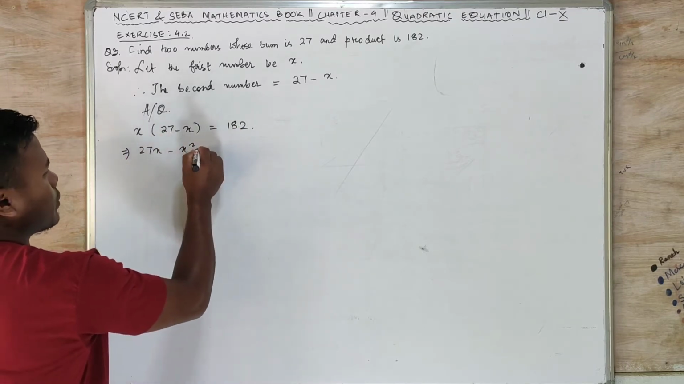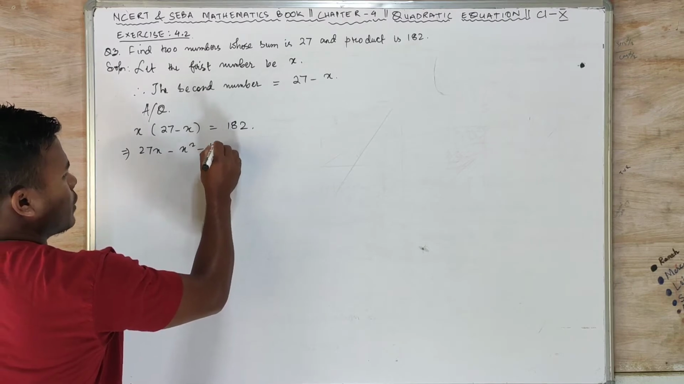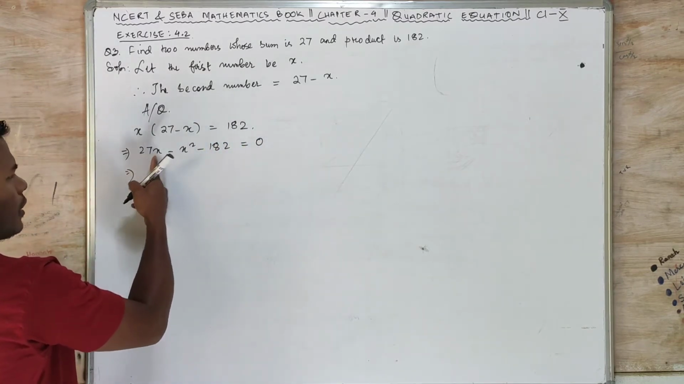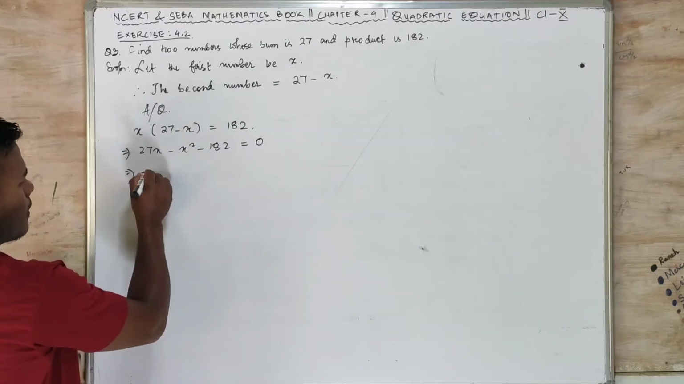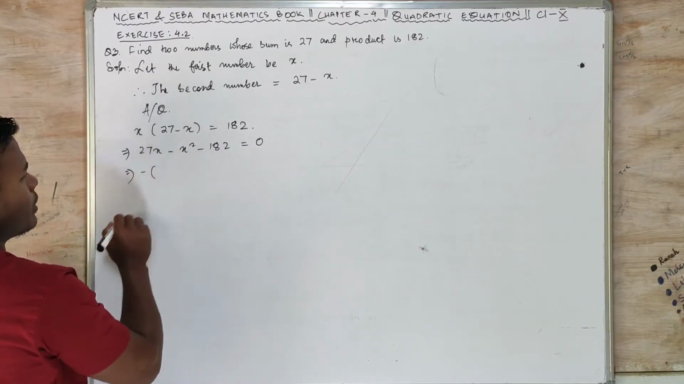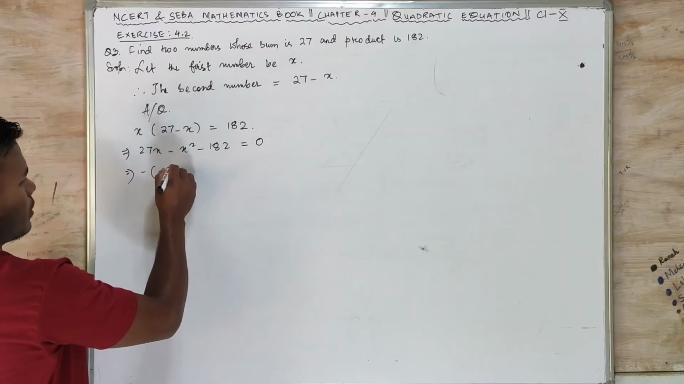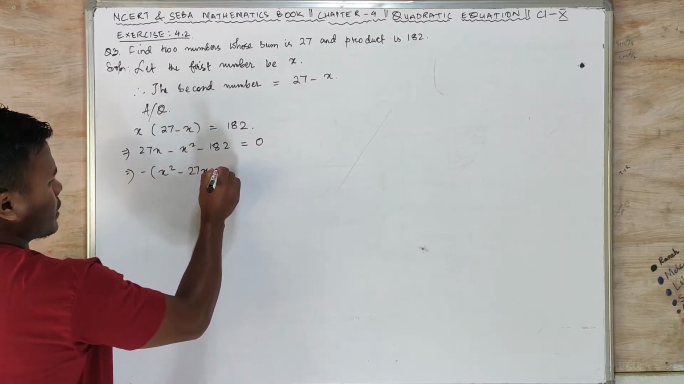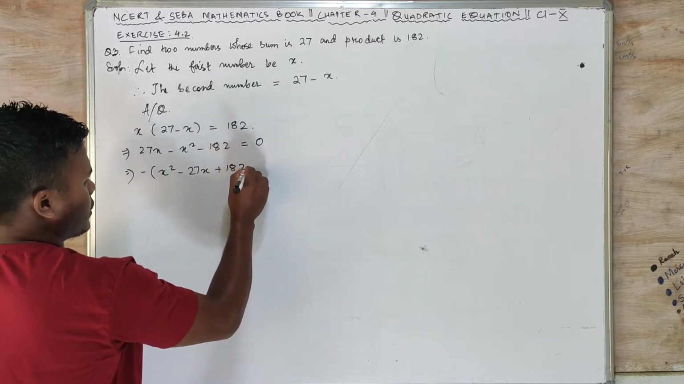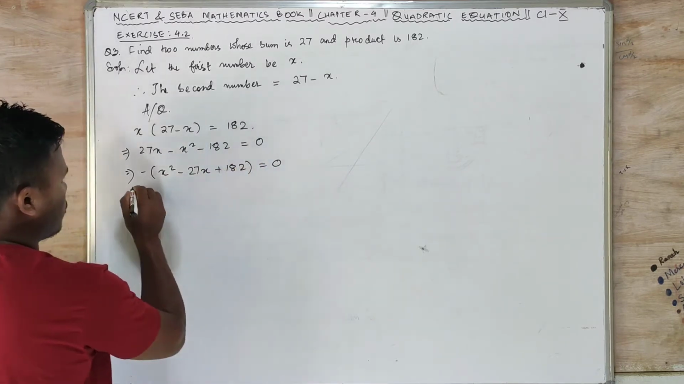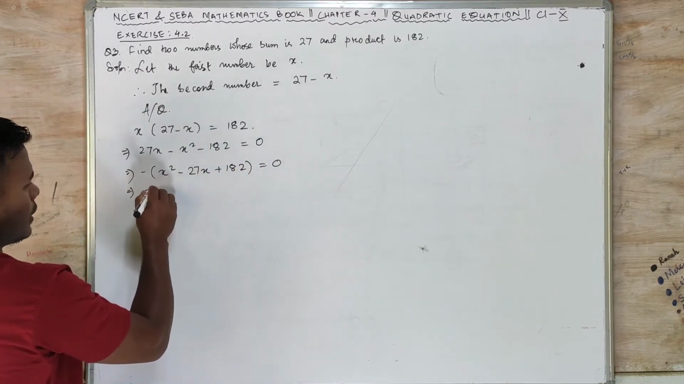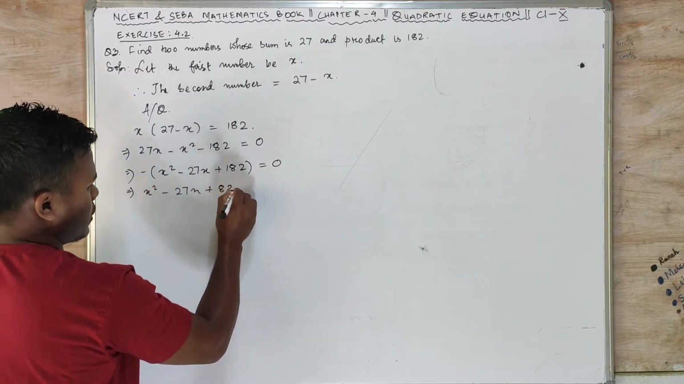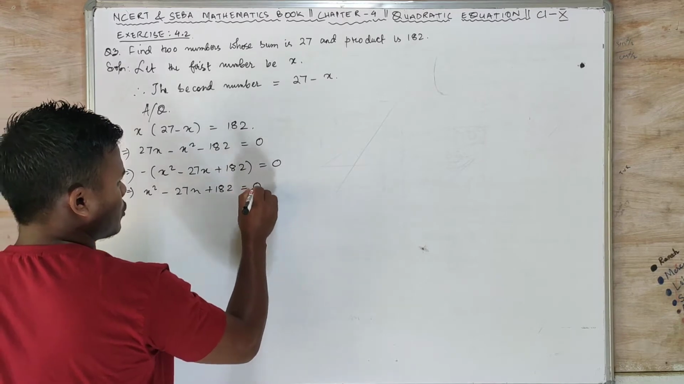If you transfer this one, it will be minus 182, which is equal to 0. Now you take the minus sign common. If you take it, minus minus will be plus, then x square will come. After that, minus 27x plus 182, which is equal to 0. In the next line, you will get x square minus 27x plus 182 is equal to 0.